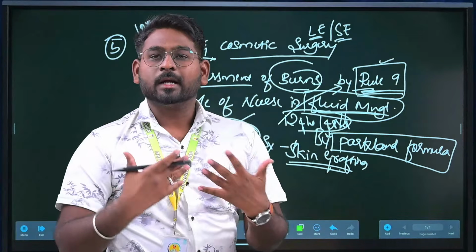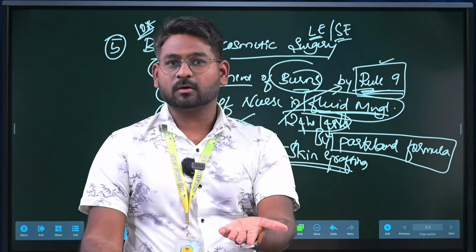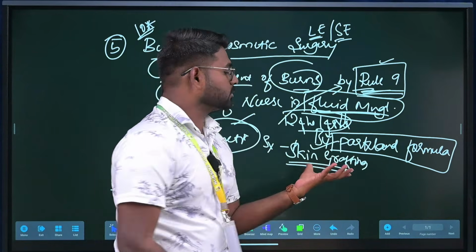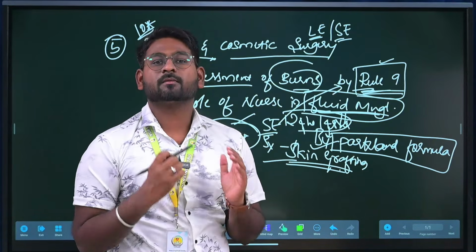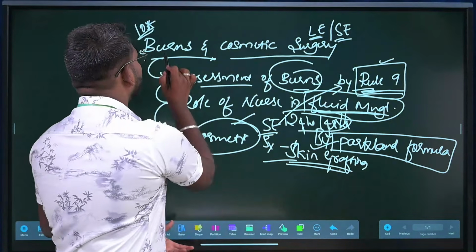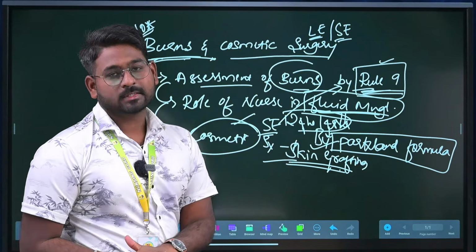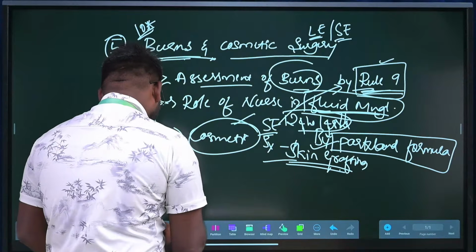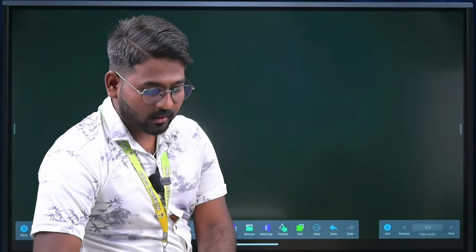There are different types of skin grafting, like allograft, heterograft, xenograft, and so on. They are going to be asked for short essays. So skin grafting is also one of the important topics for short essays. So these are the important topics related to burns and cosmetic surgery. Next we will move on to the next unit.